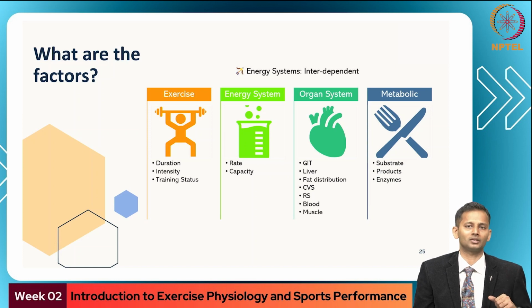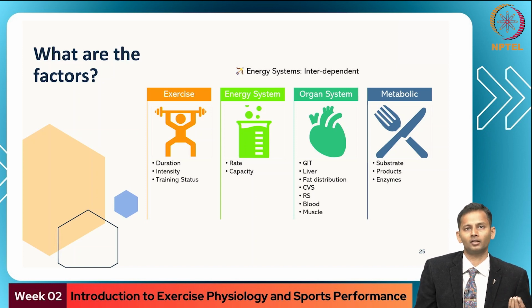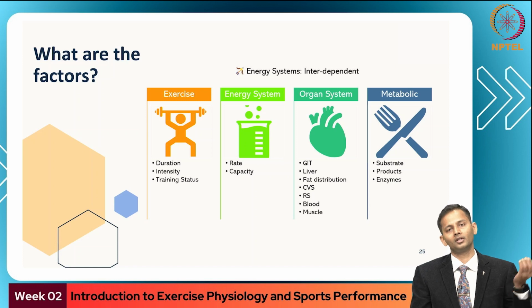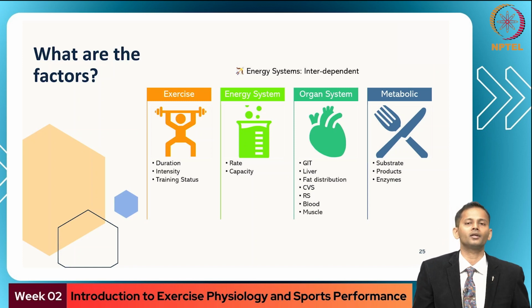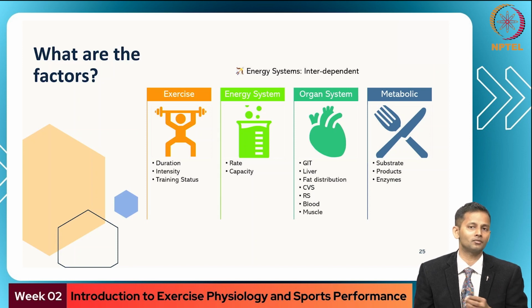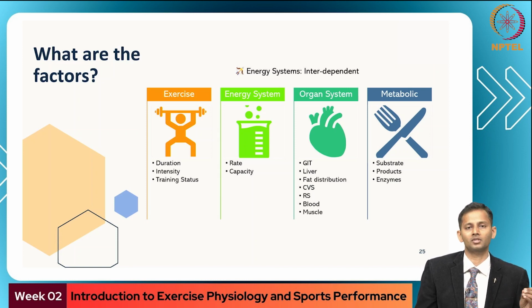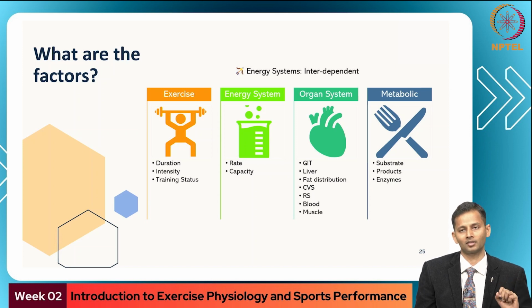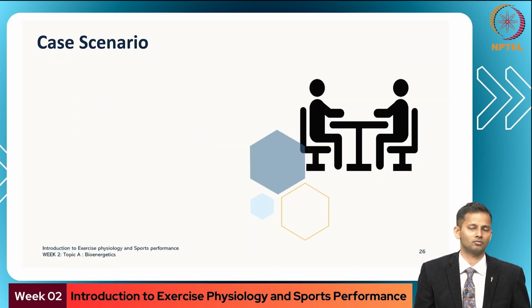Coming to the metabolic factors, the substrate level fuel. It is what you consume to have that energy system kick-started. It's the substrate, and the products which are formed also, which I have said in the law of mass action. So the product again controls the entire chemical reaction, and the enzymes. Certain enzymes I have named in each and every system. They are the key enzymes which control, called the rate controlling enzymes. They control the rate of that particular energy system. So these are various factors which one needs to know.